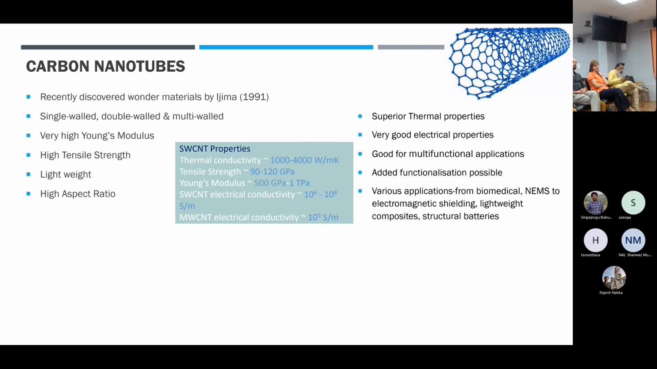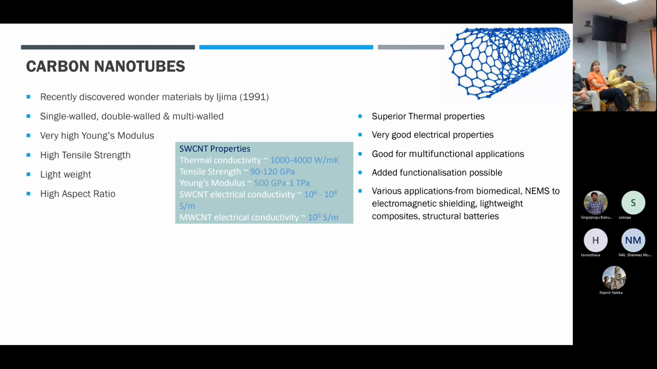So here are some properties of single wall carbon nanotubes, where the thermal conductivity is very high, around 1000 to 4000 watts per meter Kelvin. The tensile strength is 90 to 120 gigapascal. The Young's modulus is around 500 gigapascal to 1 terapascal. And the electrical conductivity is very, very high if you compare it to the other conventional materials which we use in aerospace applications.